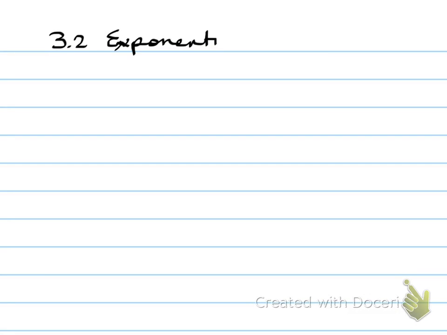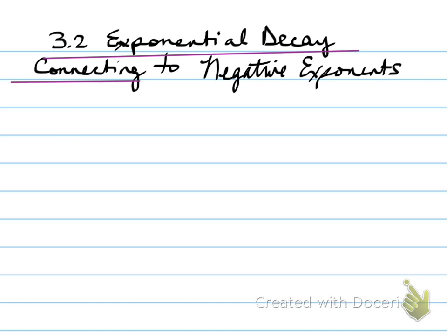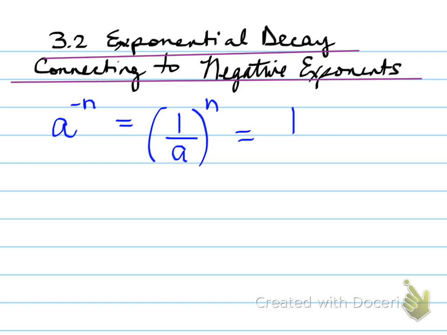Alright, 3.2 Exponential Decay. We're going to be connecting to negative exponents. To do that, we need to understand what a negative exponent is. A negative exponent means you flip the base and raise the power to a positive value. So again, a negative exponent is not really a negative, but it's a rule. It's a rule that says, really in tiny words, flip the base. We don't look at it as a negative here in the exponent, but we use it as a rule.